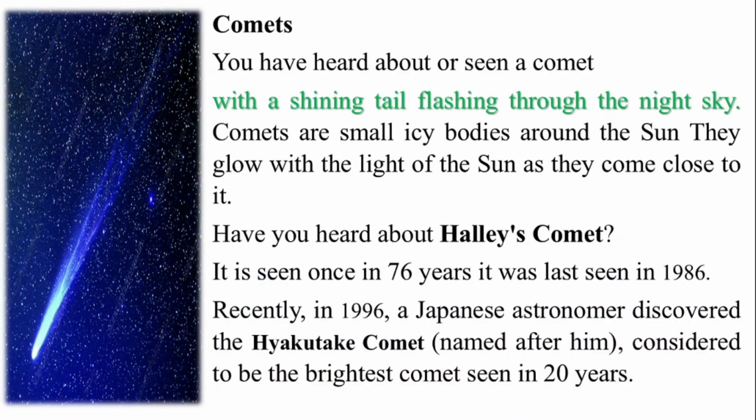So the next topic we are going to view is comets. You might have heard about comets. A comet is a kind of shining tail flashing through the night sky. Comets are small icy bodies that you can see around the sun. They glow with the light of the sun as they come closer to it.